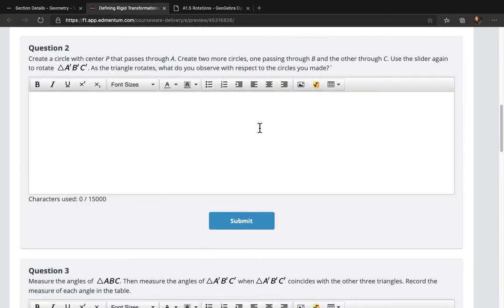Okay, looking at question number 2, it says create a circle with the center P that passes through A. You're going to create 2 more circles, one passing through B and another passing through C. Use the slider again to rotate the triangle. As the triangle rotates, what do you observe with respect to the circles that you made?